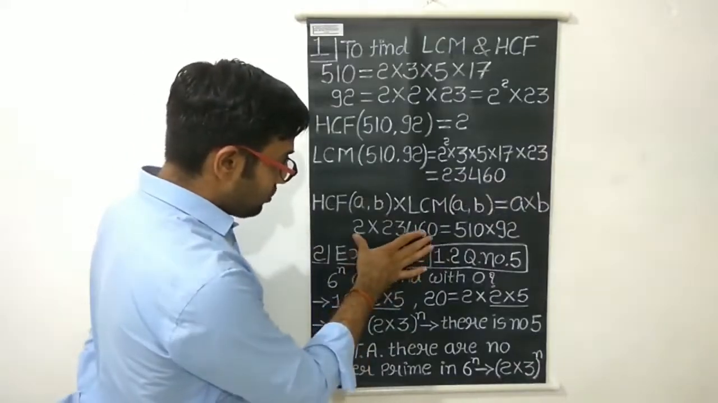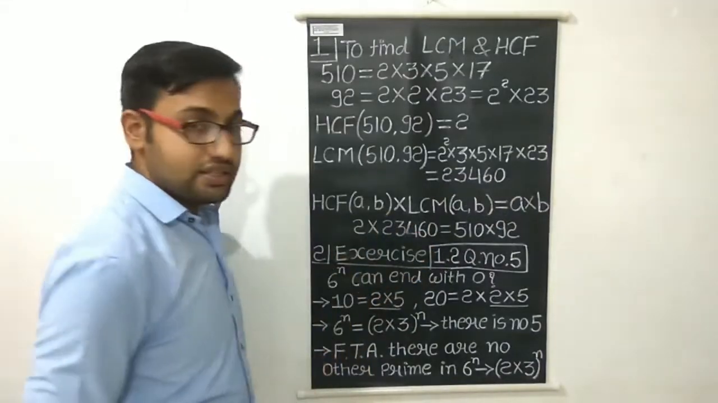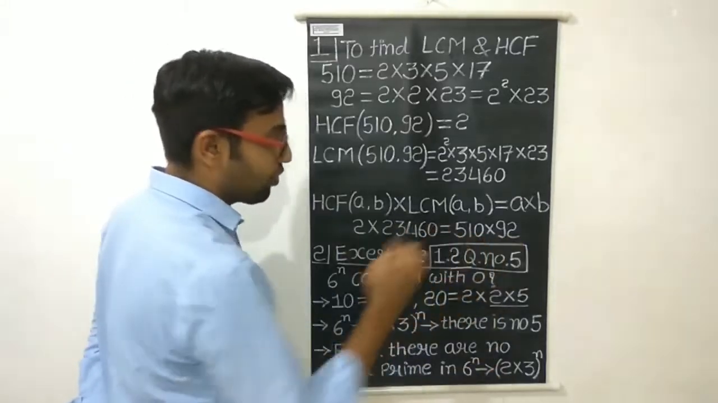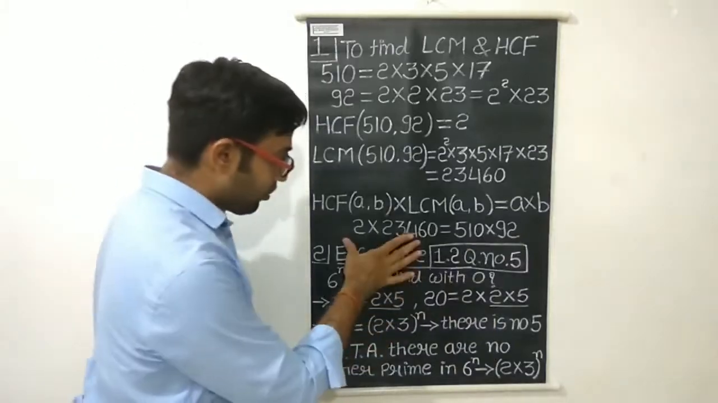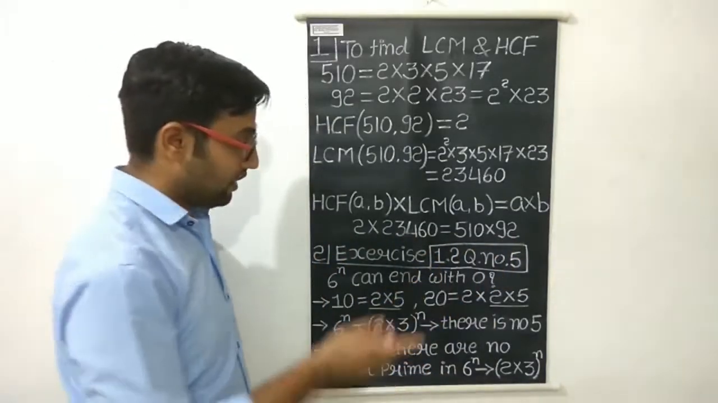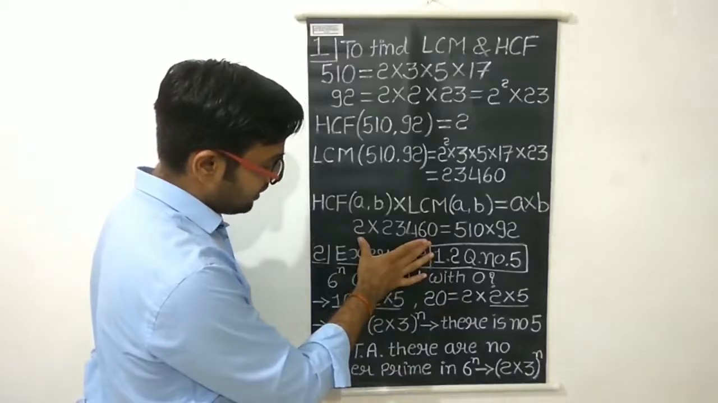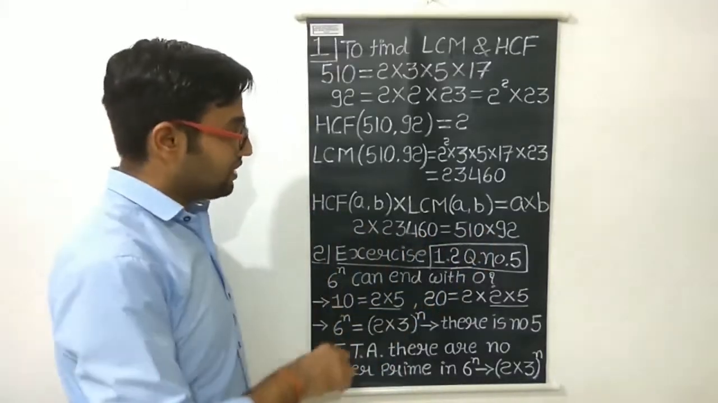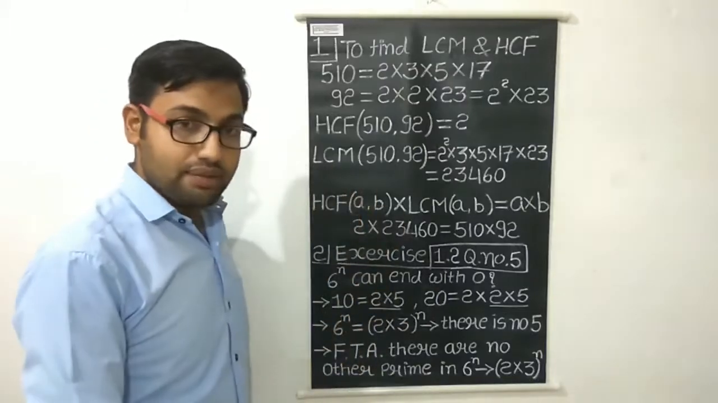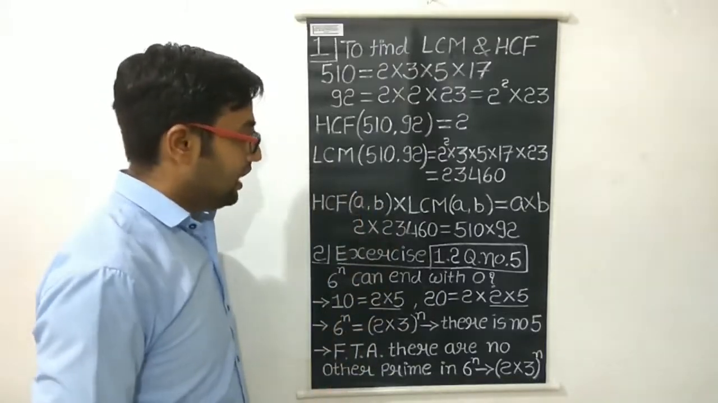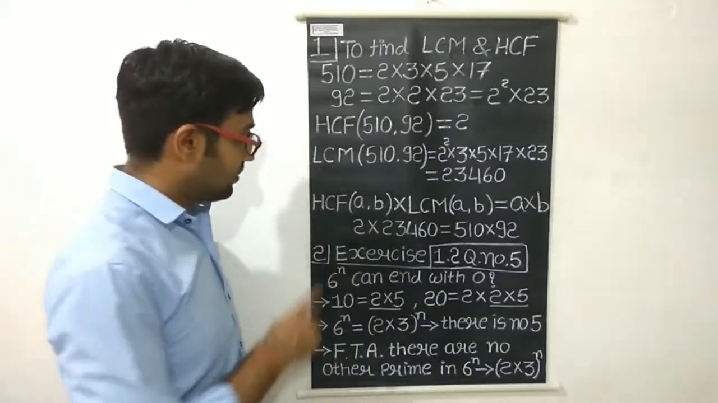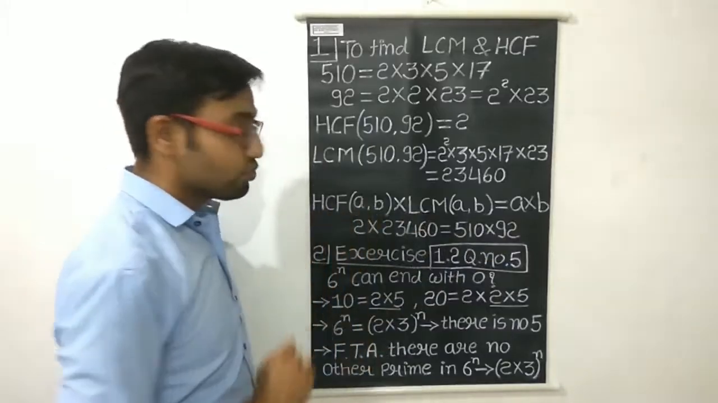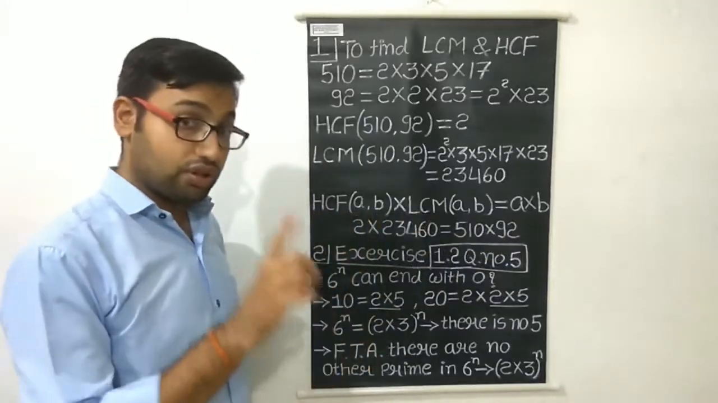The product of these two numbers, multiplication of HCF and LCM, will equal the product of the two numbers. You can do this product yourself and check that the left hand side value and right hand side value become equal. You can check by taking any other examples also. One more thing we have to remember is this method is only applicable for two numbers only. This is not applicable for three numbers.